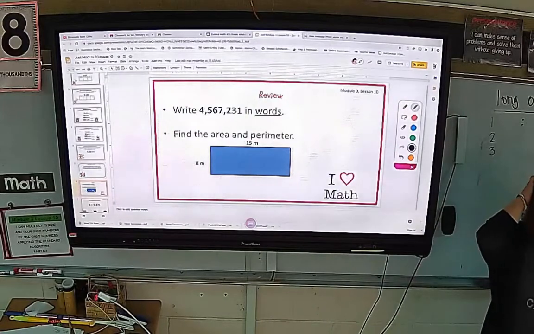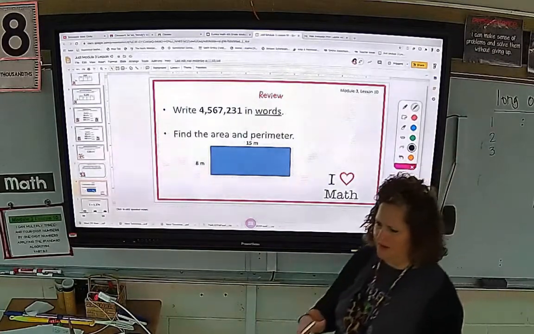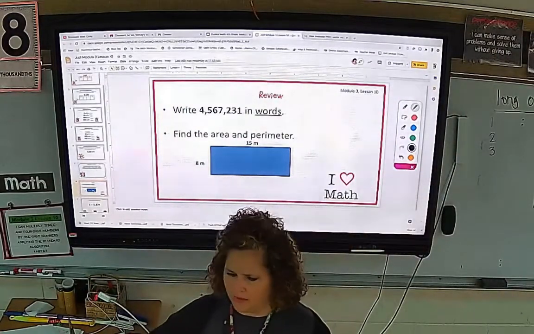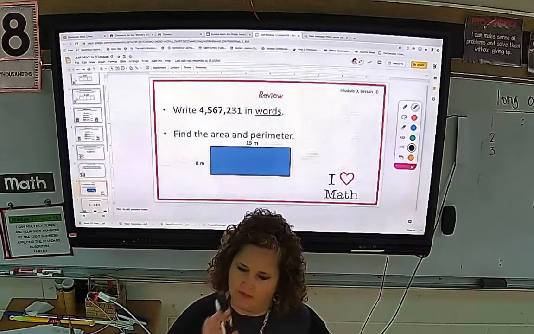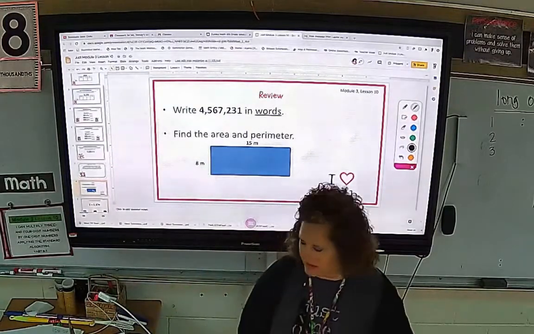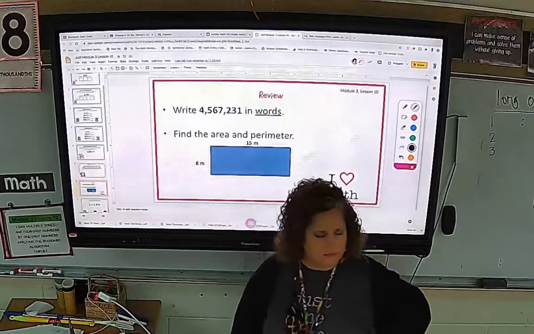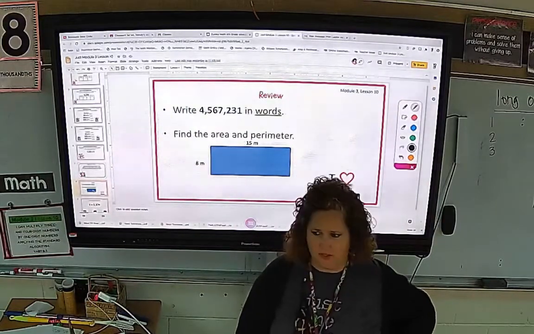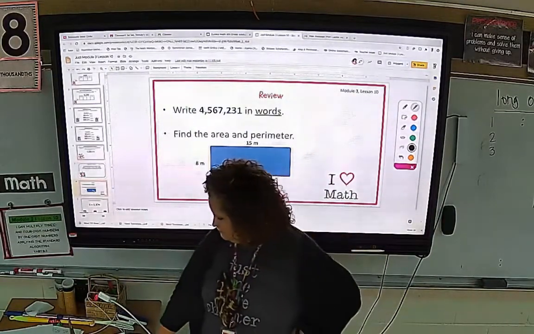So since we need a little bit of work area, let's go ahead and get out our boards and our markers and have that ready in front of us. Go ahead and get those things out. We do not need our place value chart, just the whiteboard and the markers.